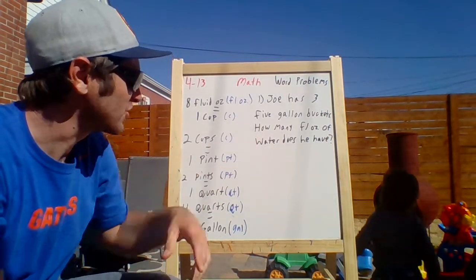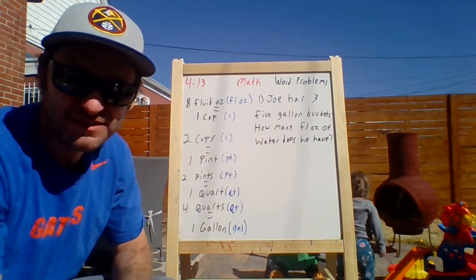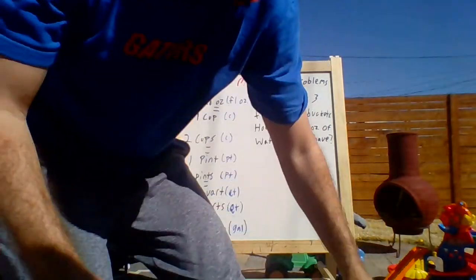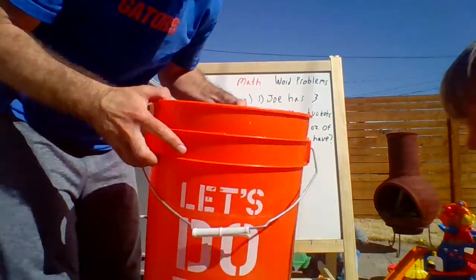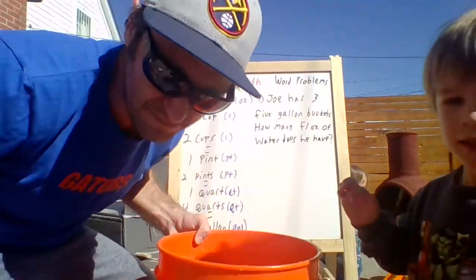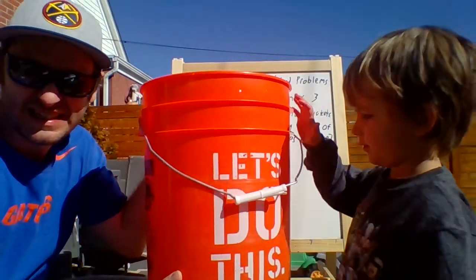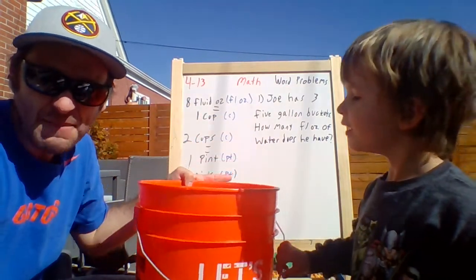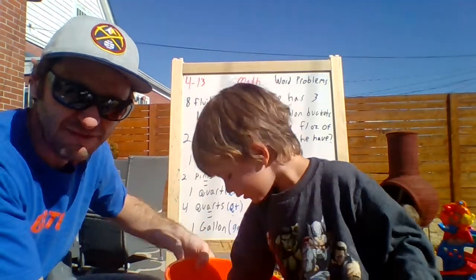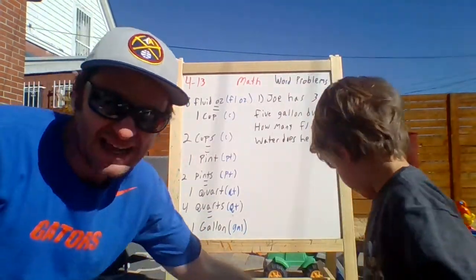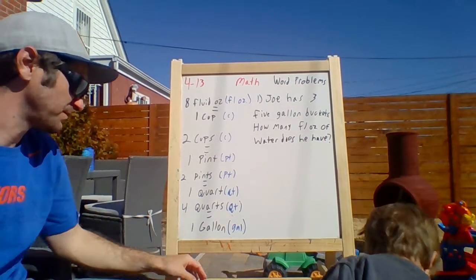Joe has 3 5-gallon buckets. How many fluid ounces of water does he have? All right, let me see this. Here's our 5-gallon bucket. He's got 3 of them. How many fluid ounces of water does he have? Well, let's go through and see if we can't figure that out together.